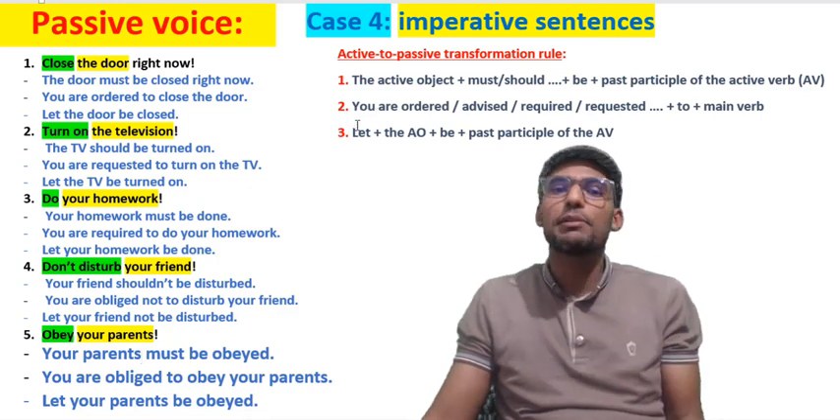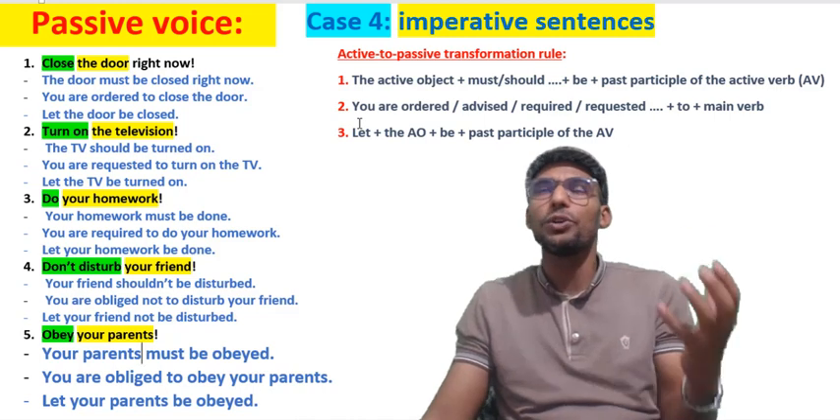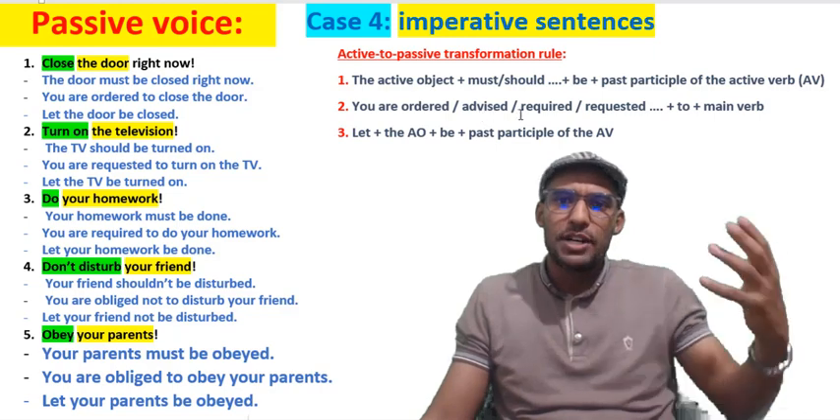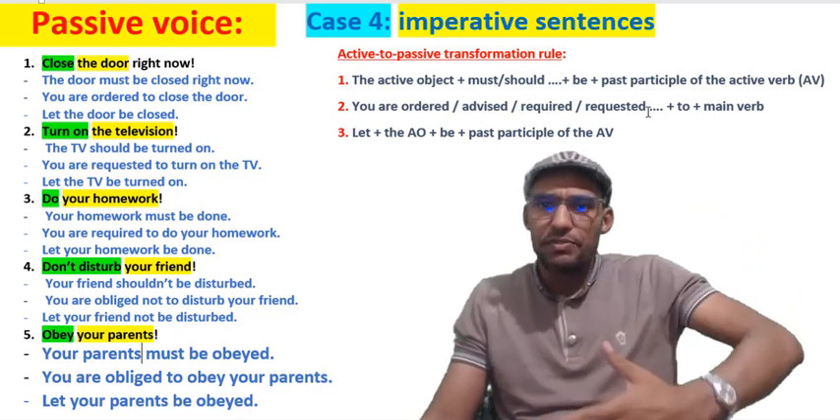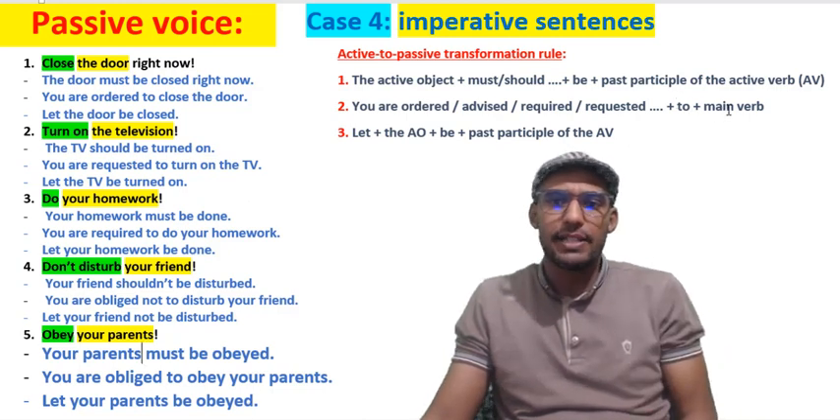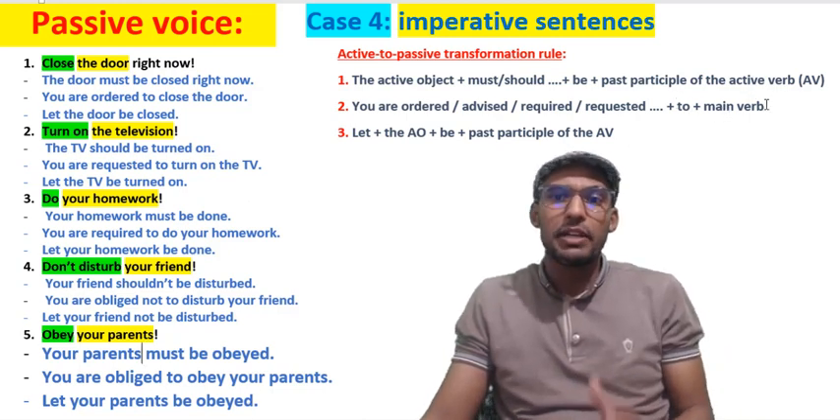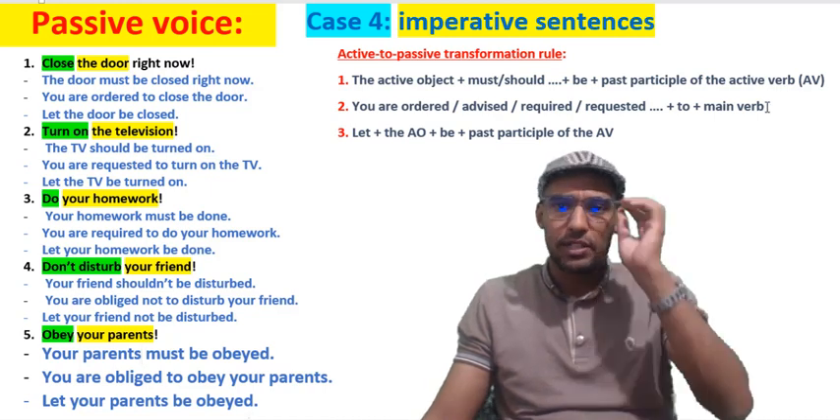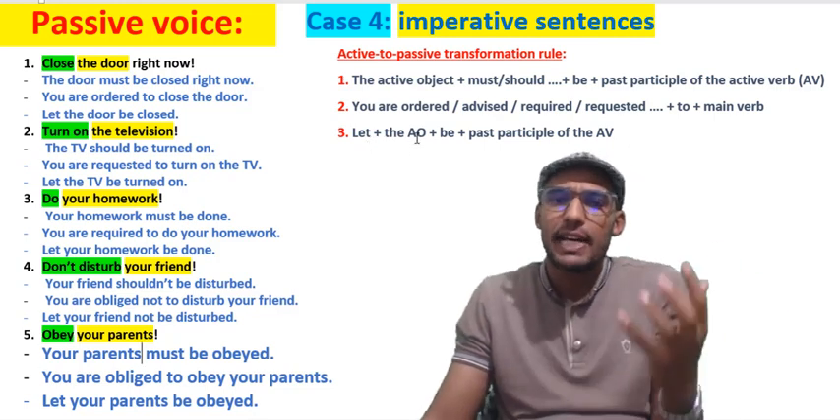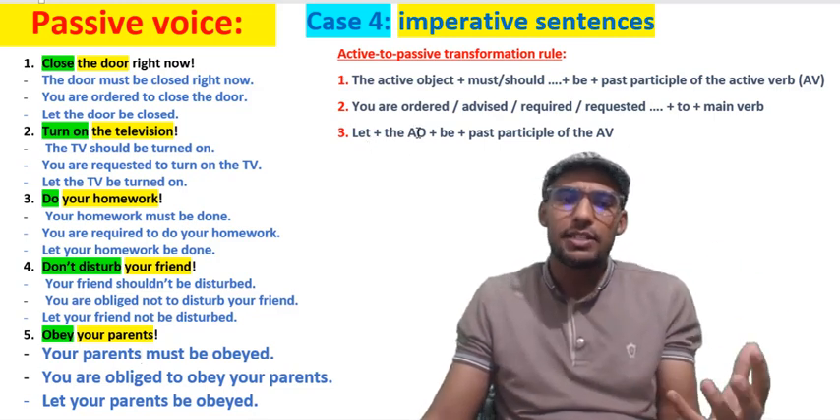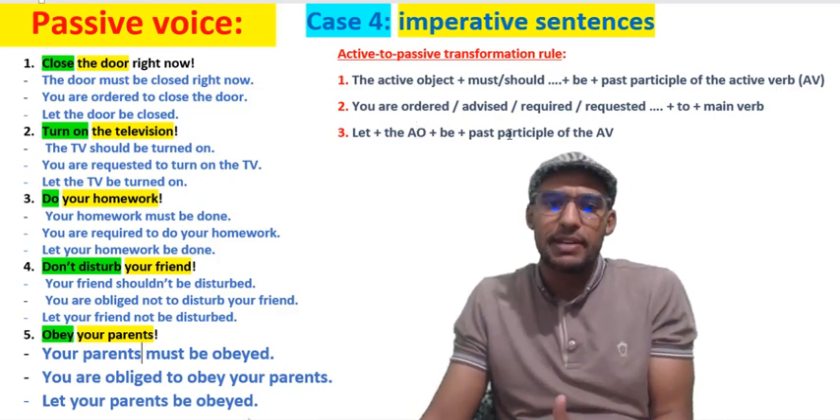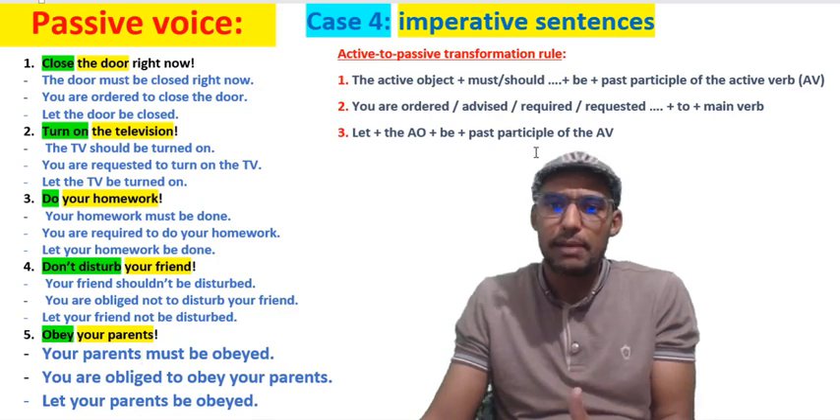Another suggestion, number 2, you can use an expression like you are ordered, or you are advised if there is advice, or you are required, or you are requested if it's a request, plus to plus the main verb. The main verb here is in the infinitive, in the base form. Good. Number 3 is to use this expression: let plus the active object, let your parents, plus be plus the past participle obeyed. Let your parents be obeyed, as an example.